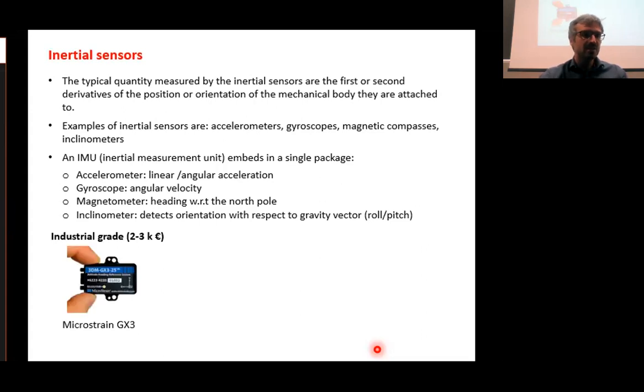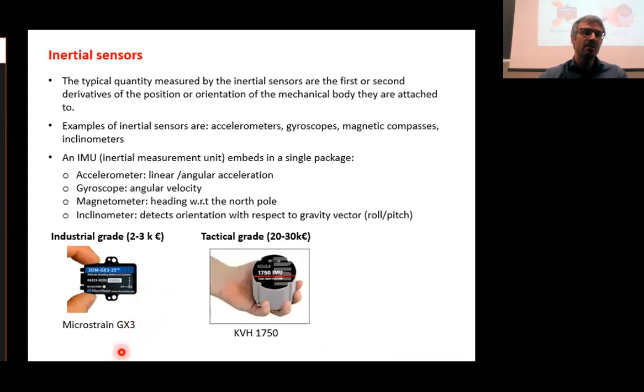We have different classes of IMU. This one, for example, is from the MicroStrain company and is a model that costs between 2,000 and 3,000 euro. And they're called industrial grade. They are the most used ones in our robots, or in more high quality robots like the Boston Dynamics ones.